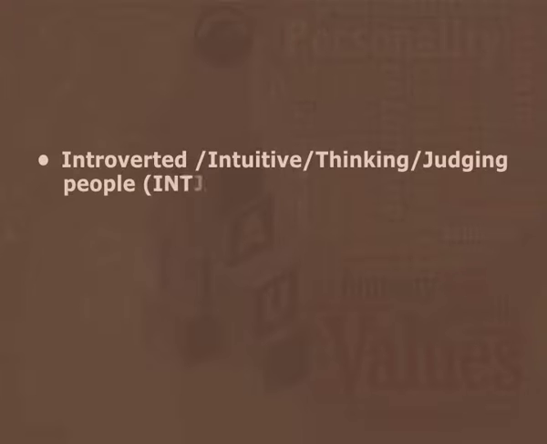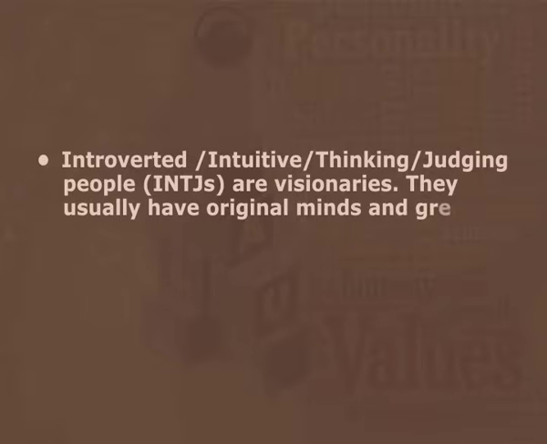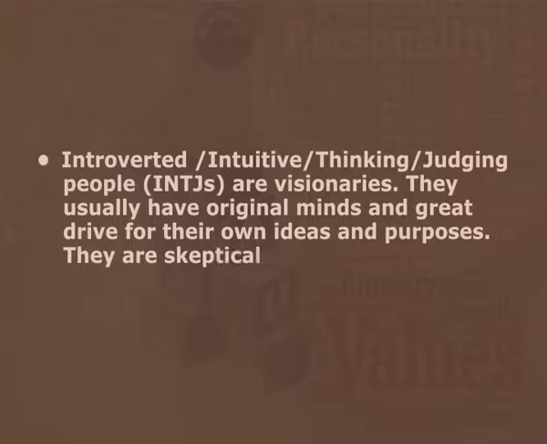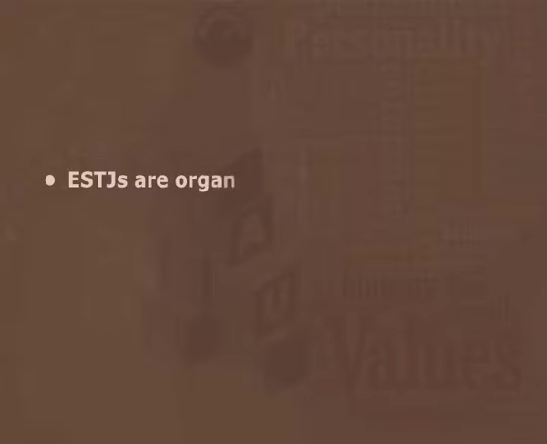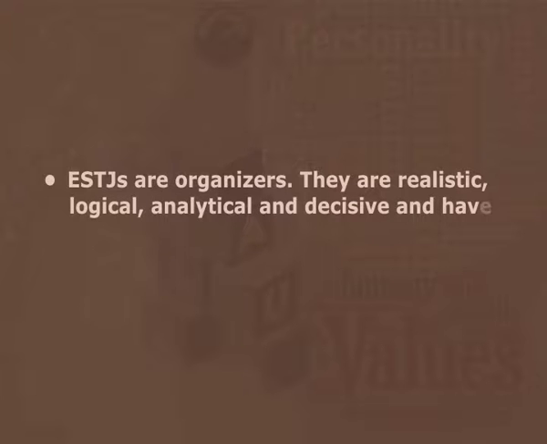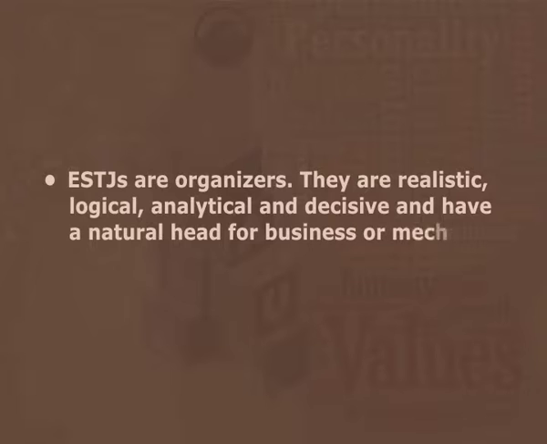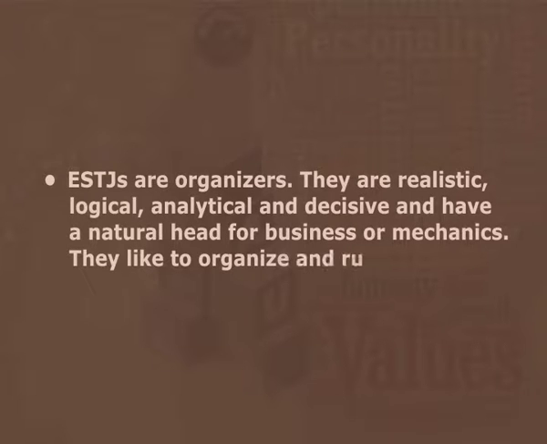Introverted, intuitive, thinking, judging people, in short known as INTJs, are visionaries. They usually have original minds and great drive for their own ideas and purposes. They are skeptical, critical, independent, determined and often stubborn. ESTJs are organizers. They are realistic, logical, analytical and decisive and have a natural head for business or mechanics. They like to organize and run activities.